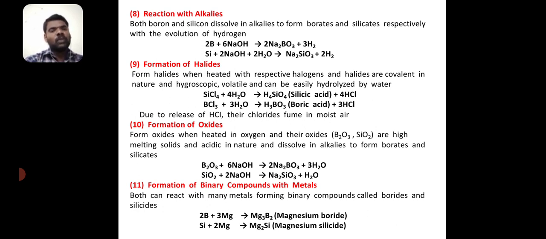Then the formation of oxides: both boron and silicon form oxides when heated in oxygen, the oxides being B2O3 and SiO2. And the formation of binary compounds with metals: both boron and silicon react with many metals forming binary compounds called borides and silicides. For example, boron reacts with magnesium to give magnesium boride, and silicon reacts with magnesium to give magnesium silicide.